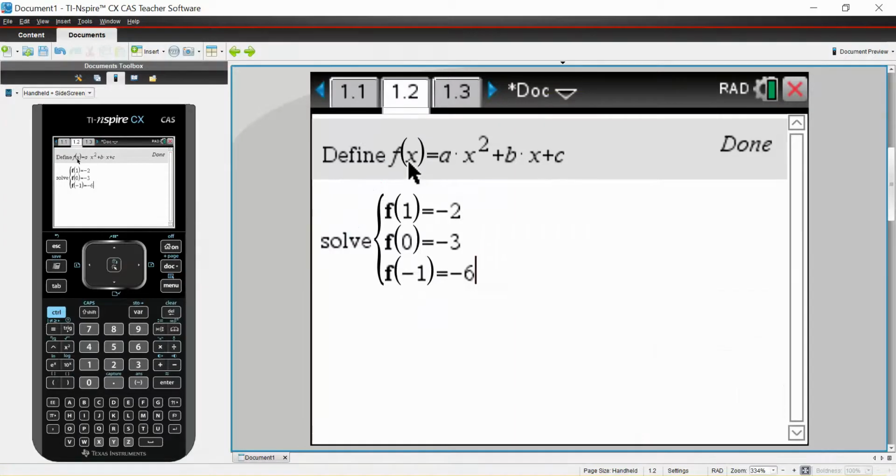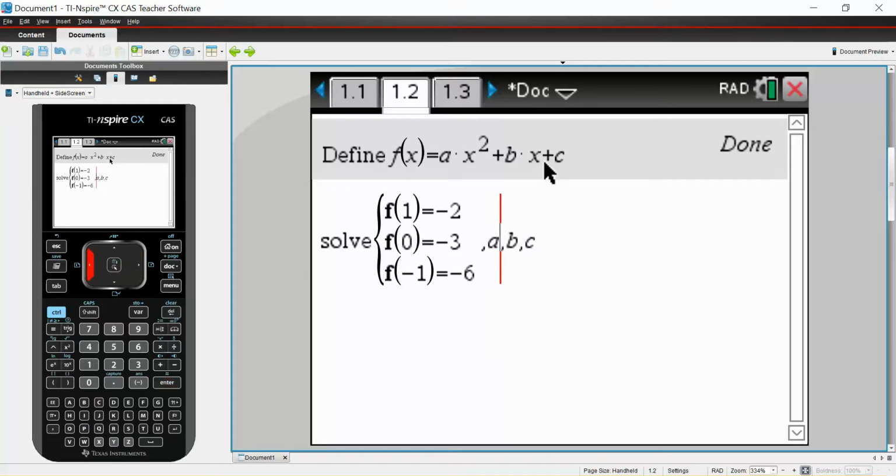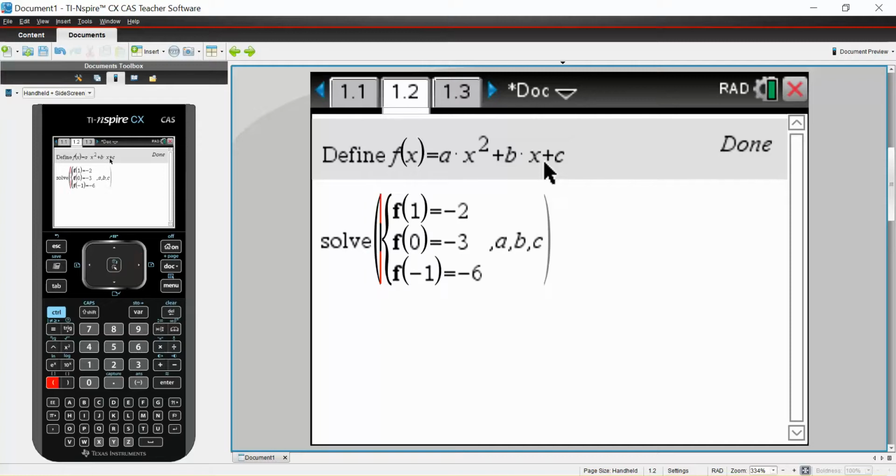Okay, so I'm telling the calculator to solve that, but it doesn't know what it's solving for. Is it solving for a, b, and c, or is it solving for x? In our case, we want to find a, b, and c. So you do comma a, comma b, comma c. All right, press enter. It should be the same answer as what we got before. Oh, whoops, I forgot to put the brackets. So solve, there we go.